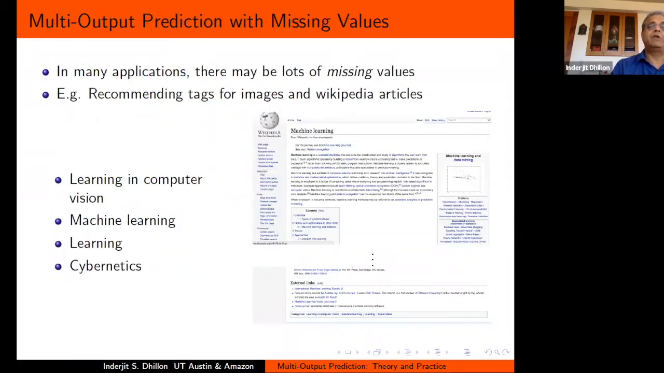Now, if you really carefully looked at the example that I showed you before, we have this Wikipedia page on machine learning, and these tags or categories are kind of quite incomplete. For example, you would think that there would be a tag called data mining, or a tag called pattern recognition, and those could be associated with this particular Wikipedia page. So what ends up happening in real applications is that even though you have many, many different outputs, there are lots of missing values.